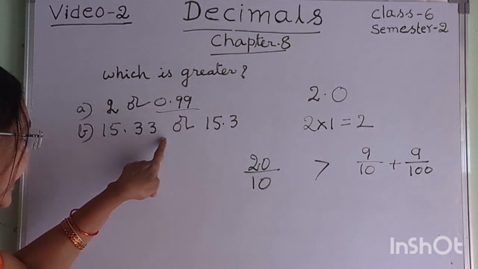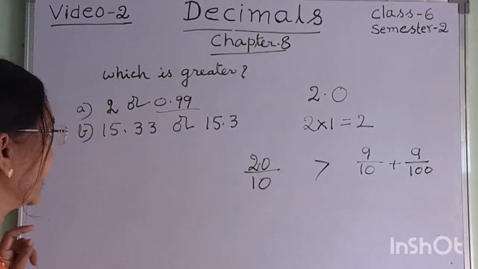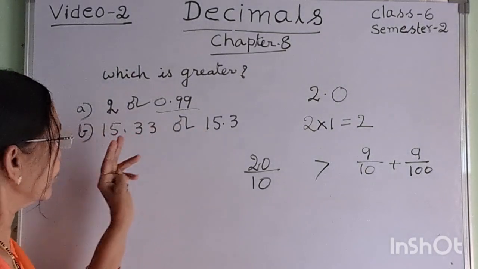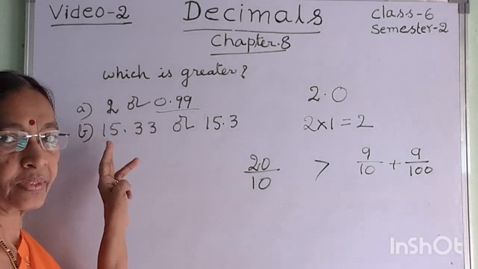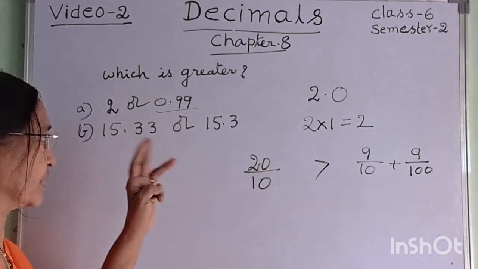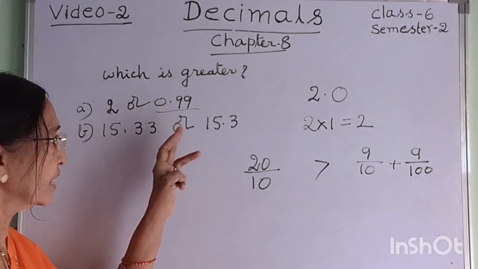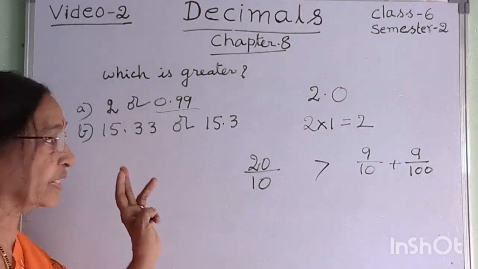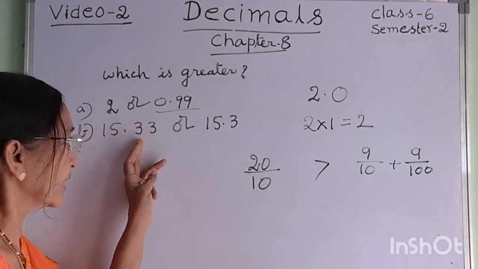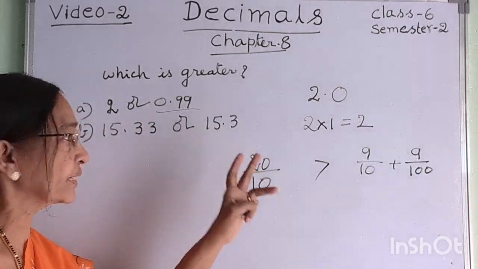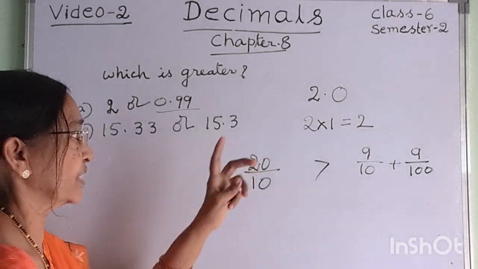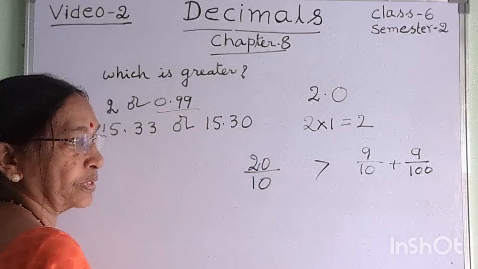Next, 15.33 and 15.3. First we start comparing from the leftmost digit. Here is 1 in the tens place, here is also 1 in the tens place, so equal. Here 5 in the ones place, here also 5 in the ones place. Therefore 15 and 15 are equal. Next, in the tenths place there is 3 here, and also 3 here. But in the hundredths place there is 3 here, but here there isn't any number, or we can put 0.